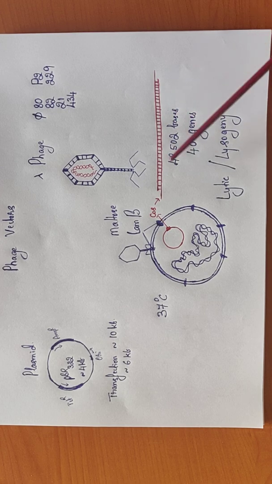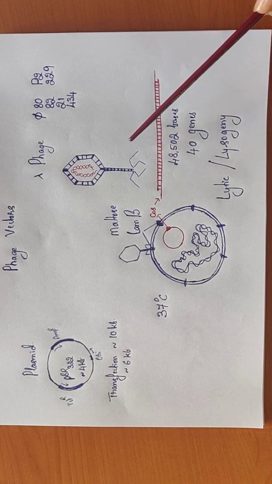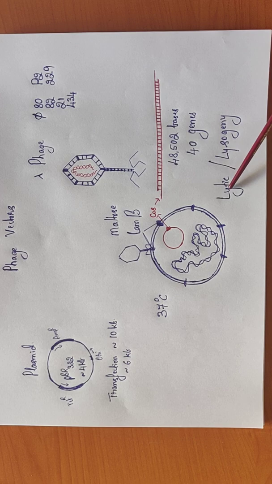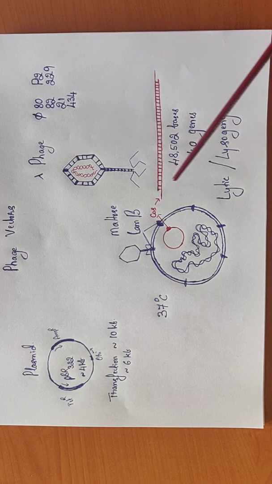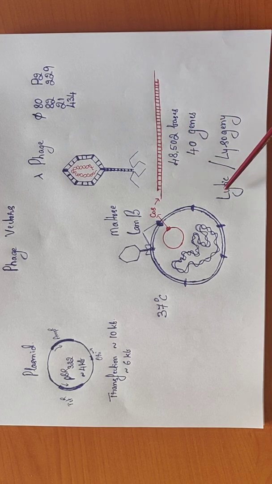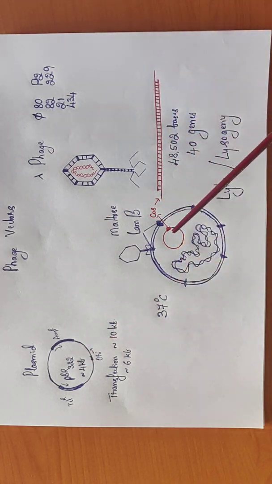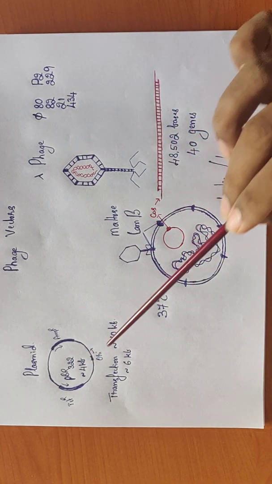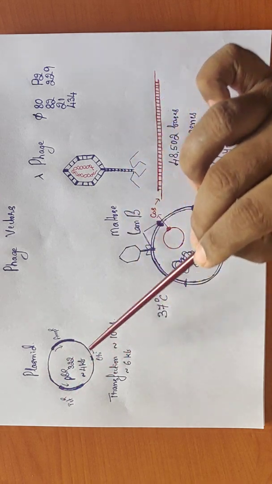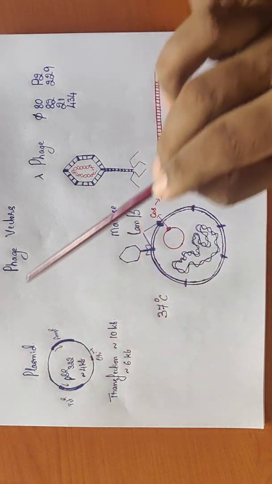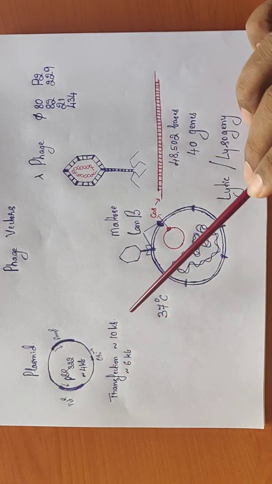In order to understand that, we have to study the lytic cycle and the lysogenic cycle. This is the life cycle of lambda phage, and how the lambda phage will have its lytic cycle or lysogeny. We will also find some similarities between a plasmid and a phage. A plasmid is a circular DNA but does not contain any head-like structures.